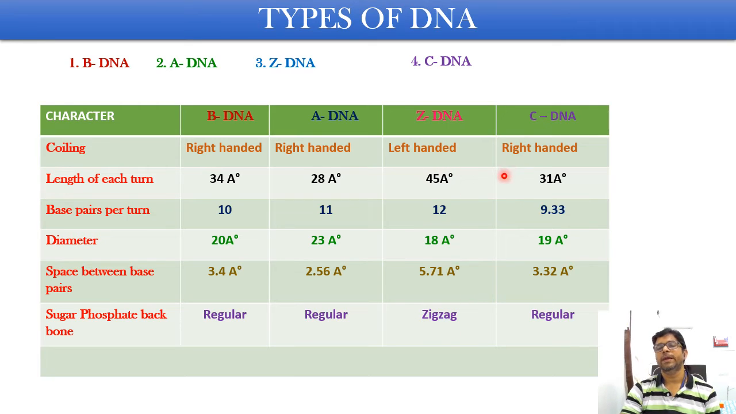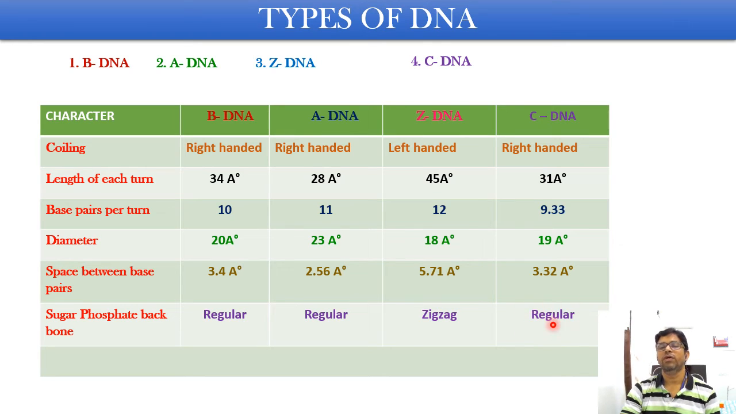Coming to the cDNA, it is also a right-handed form of DNA. The length of the helix is about 31 angstroms, the number of base pairs in each helix is 9.33, and the diameter of the helix is 19 angstroms. The space between two successive base pairs is 3.32 angstroms. The sugar phosphate backbone shows a regular mode of arrangement.